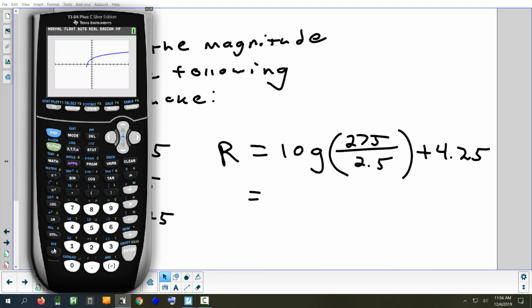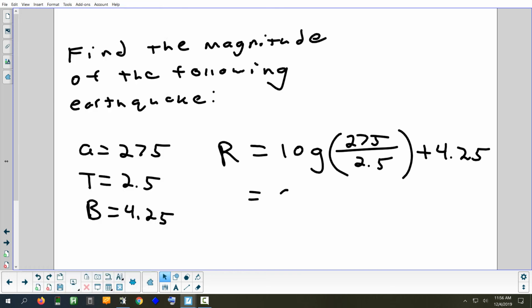Now it's a log with no base. So what base are they assuming? 10. Yeah. So let's go log 275 divided by 2.5 plus 4.25. All right, so that's about a magnitude 6.3 on the Richter scale. Let's see what that really means and how powerful is that.